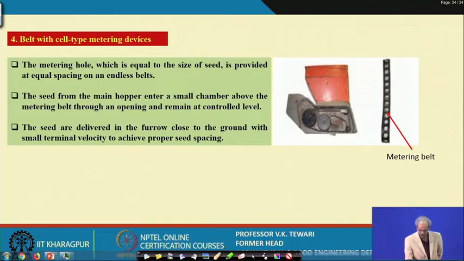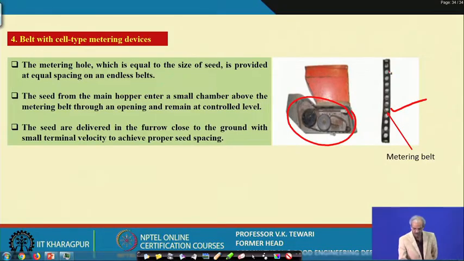See, this is the hopper here, and there is a belt running here. This is the metering belt with the holes. These holes help us in using it for different types of seeds. If you have one type of seed, you can use it. If you have slightly different types of seed, take a different belt, and this gives very precise metering.